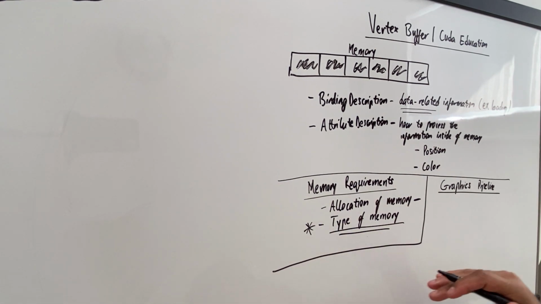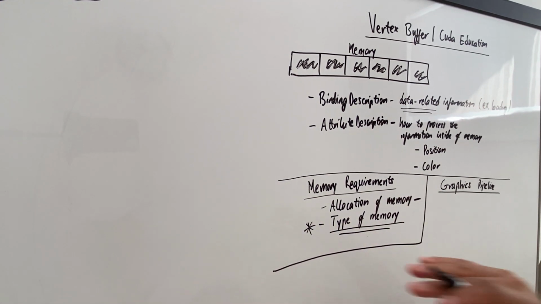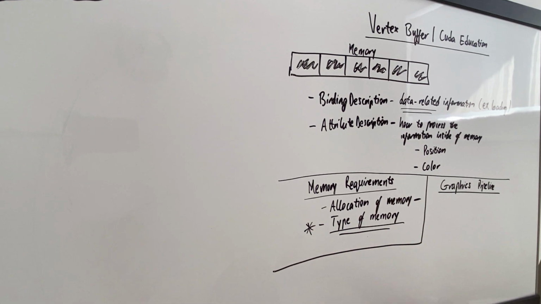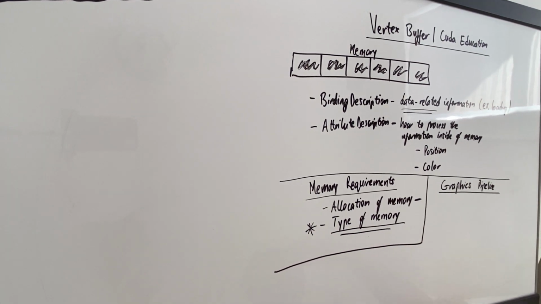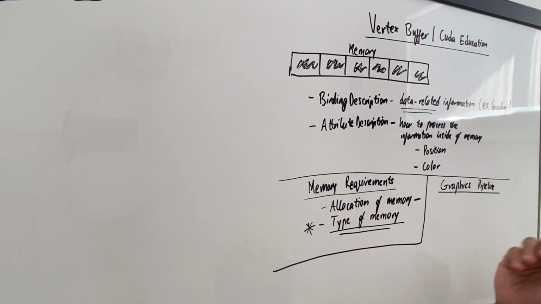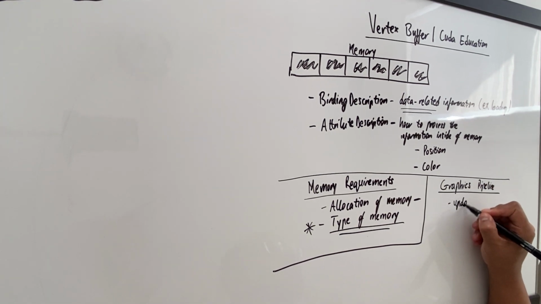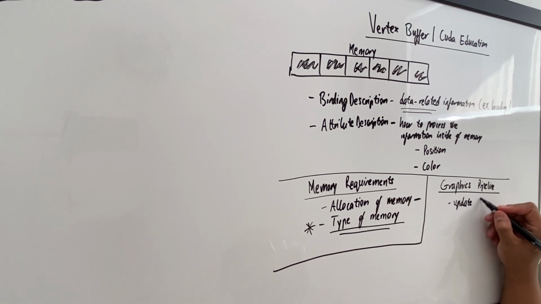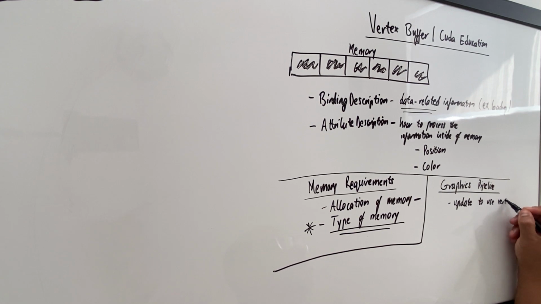But in tutorial number 11, when we're converting our code from hard-coded information over to using the vertex buffer, we have to change the graphics pipeline to say, hey, graphics pipeline, now you have to use the vertex buffer to get your information and process what you need to process to get to presentation. So, updates to use vertex buffer.